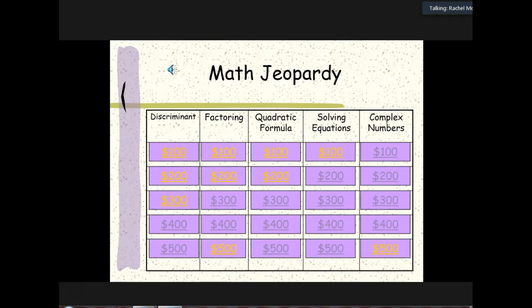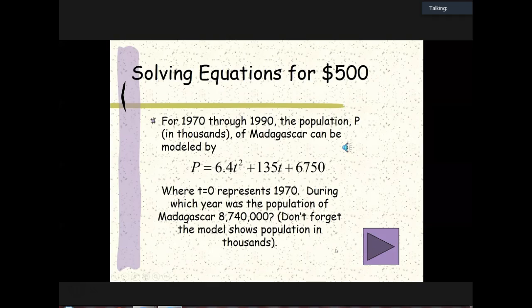Category of points, Jacob in the middle again. Solving equations for 500. For 1970 through 1999, the population of Madagascar is modeled by the following function. During which year was the population going to equal that? So, think about how you find when a population equals a number. This is a completing the square.